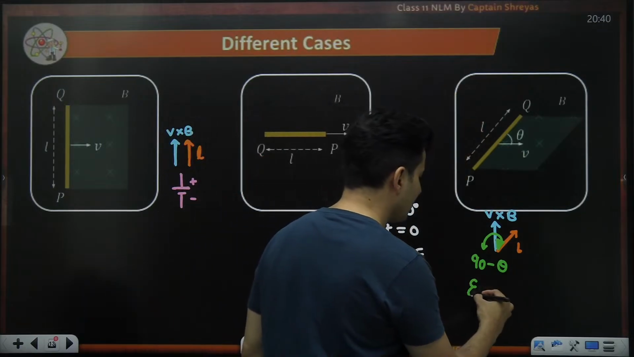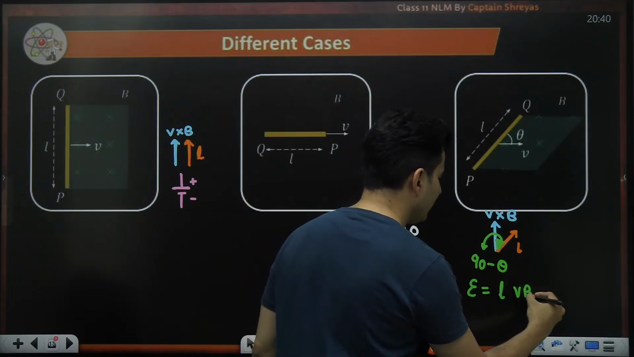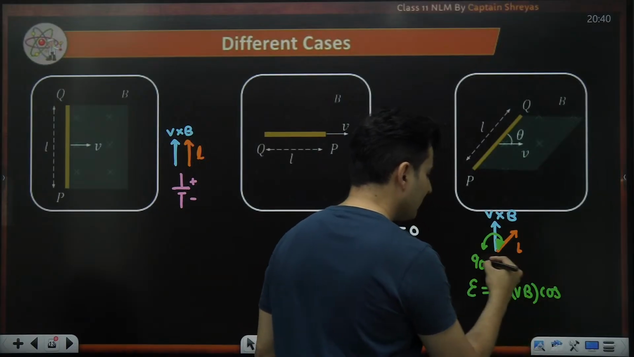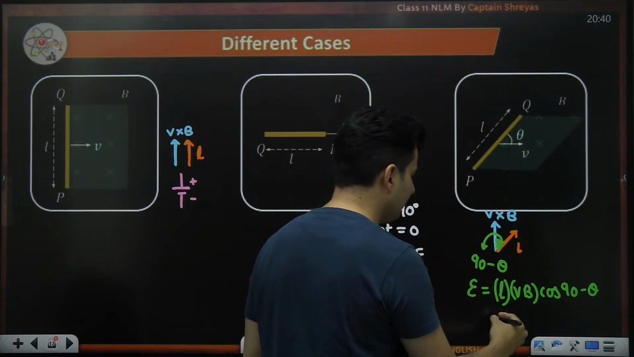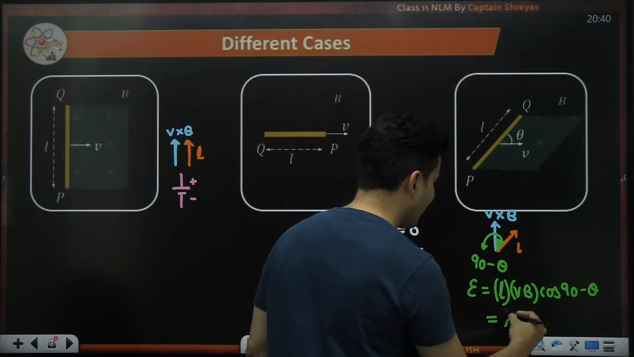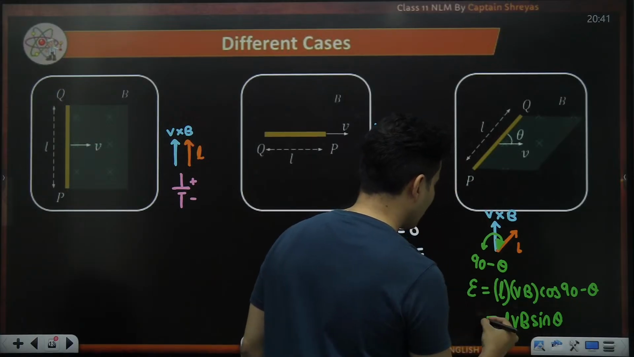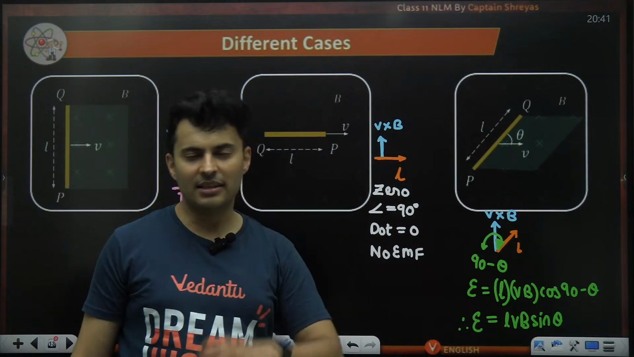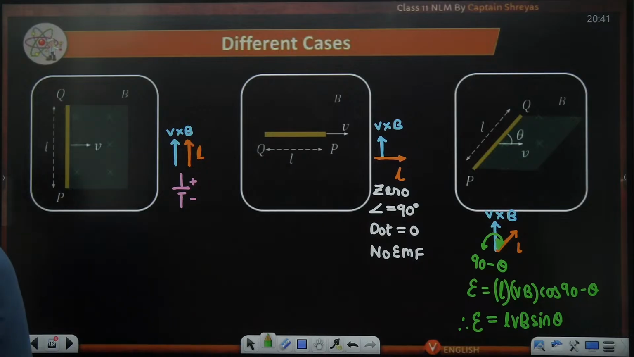So if you ask me the EMF, it will be L into V cross B, which is VB, into cos of 90 minus theta. What is cos 90 minus theta? Sin theta. So it will be LVB sin theta. That will be the EMF. Clear, everyone? Absolutely. Shall we go ahead now?